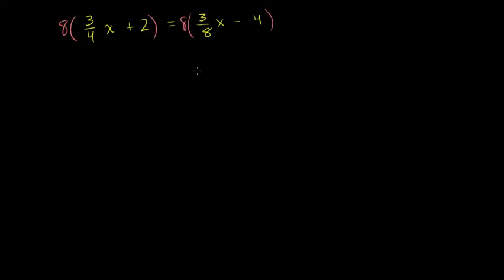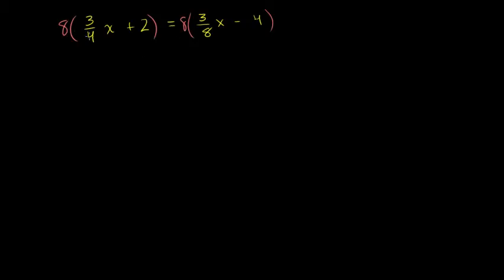And you say, hey, Sal, how did you get 8? And I got 8 because I said, well, what's the least common multiple of 4 and 8? Well, the smallest number that is divisible by both 4 and 8 is 8. So when you multiply by 8, it's going to get rid of the fractions. Let's see what happens.